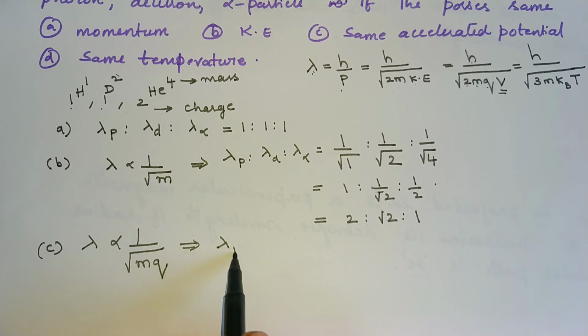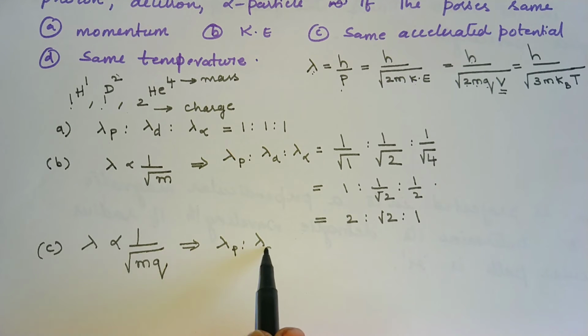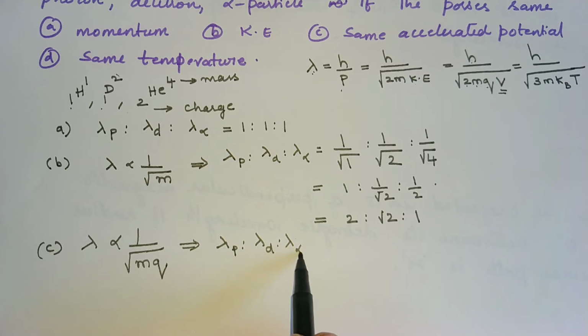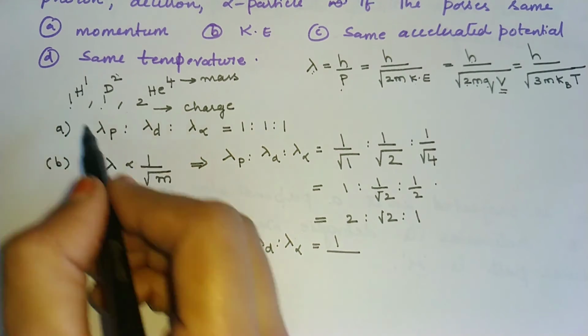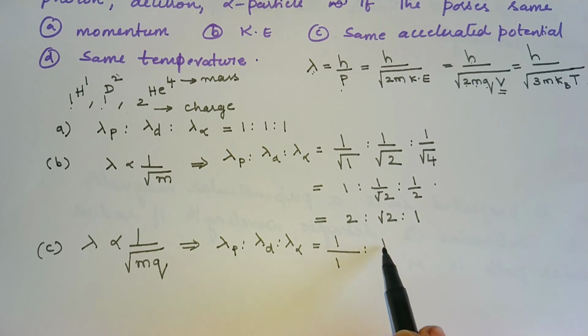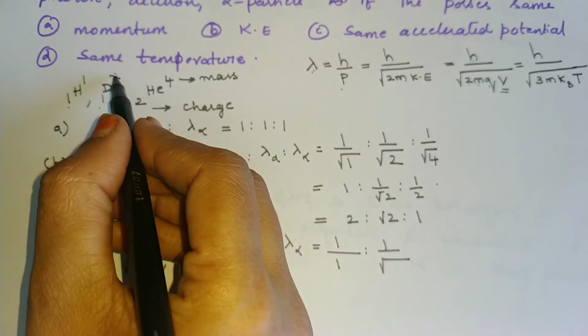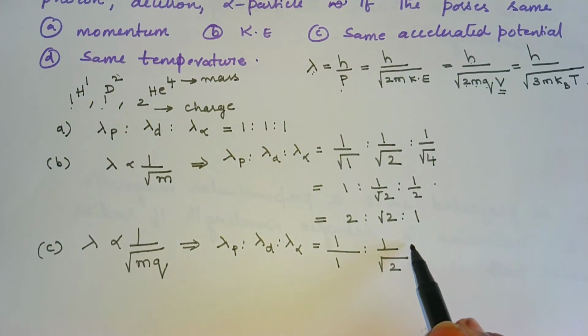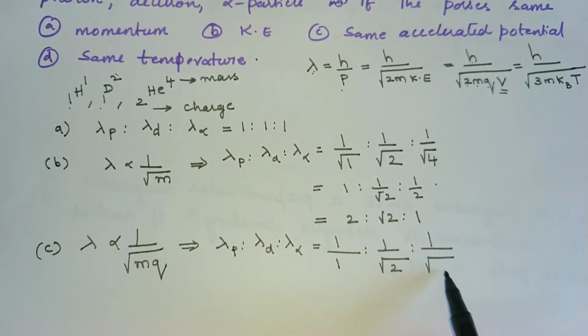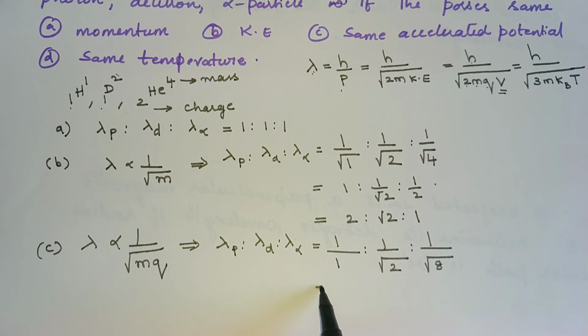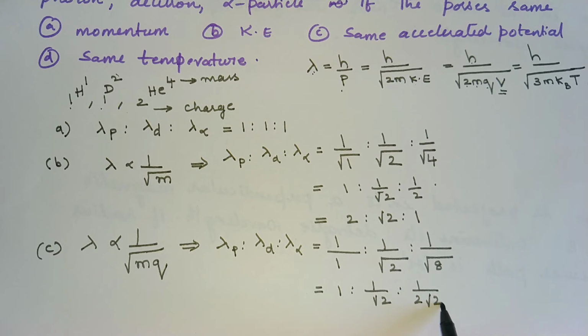This implies lambda of proton is to deuteron is to alpha particle is 1 by square root of 1 into 1, 1 by square root of 2 into 1, 1 by square root of 4 into 2, that is 8. So what is the ratio? 1 is to 1 by root 2 is to 1 by 2 root 2. Either you can simplify or leave it.